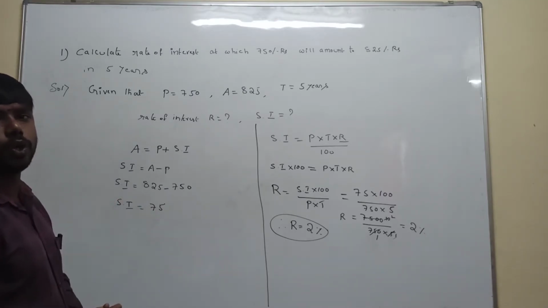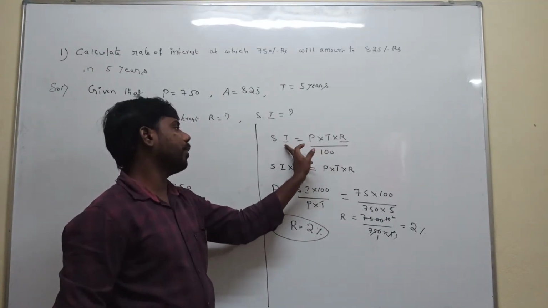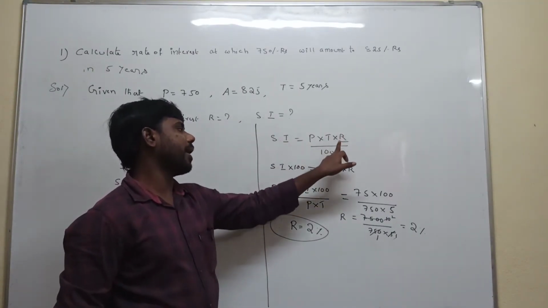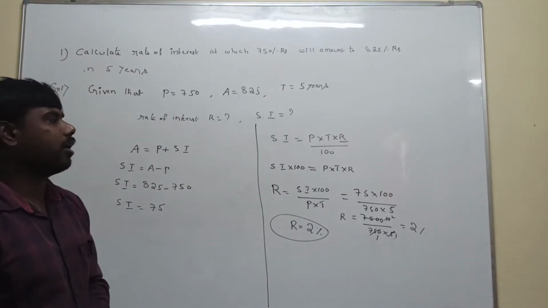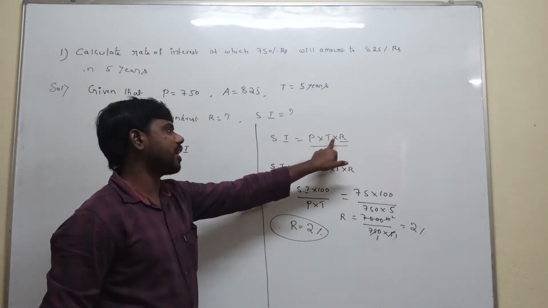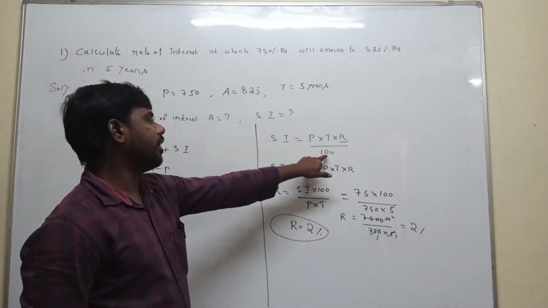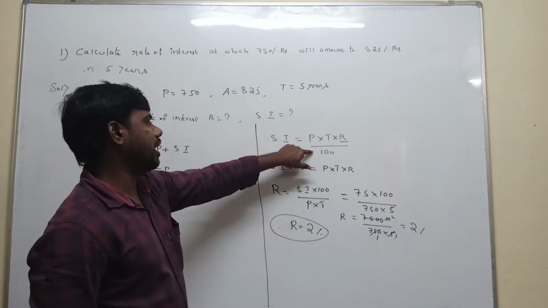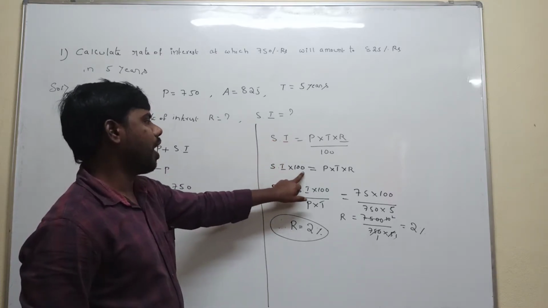Next we are going to apply the simple interest formula. The simple interest formula is PTR by 100. But we need to calculate capital R. But where is R? It is in the numerator on the right hand side. We will send it to the left hand side. First, the denominator 100 is multiplied with the LHS numerator. That's why we get the value simple interest into 100.